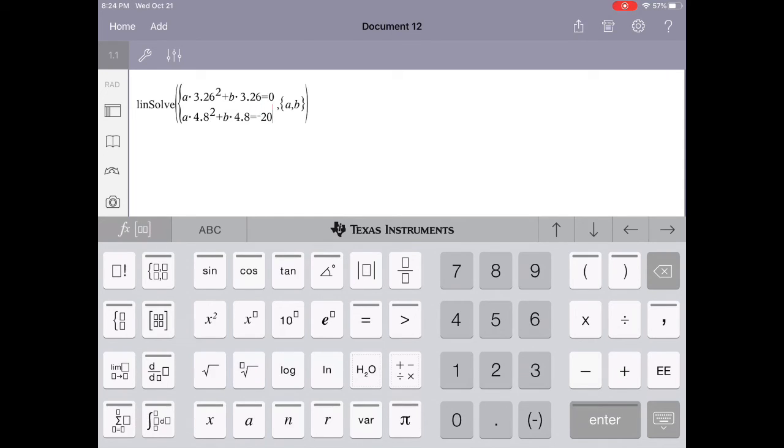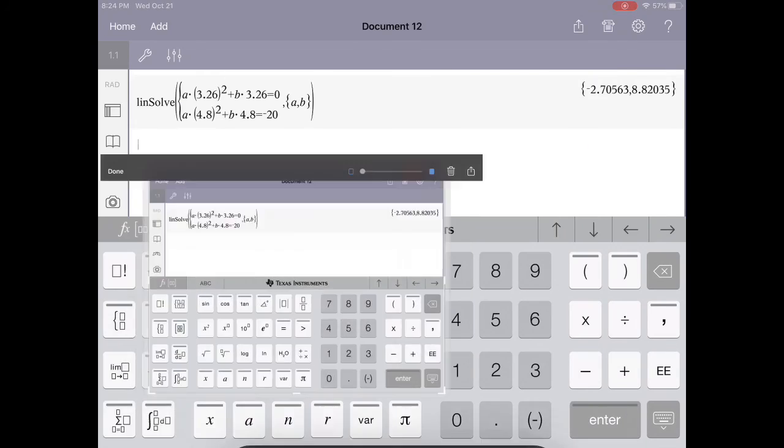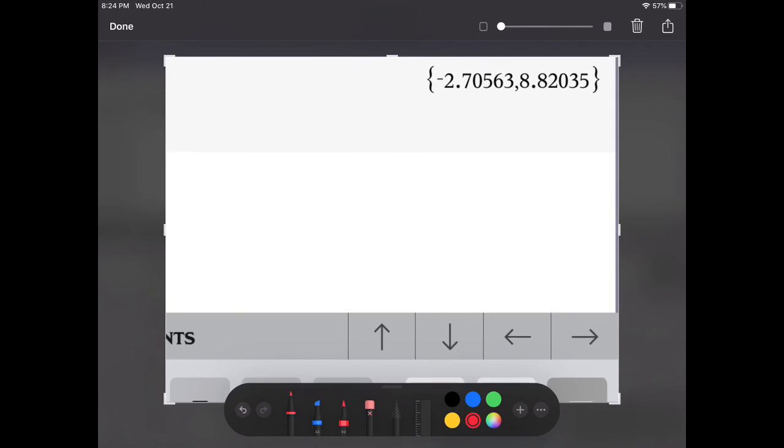I have two equations now and two unknowns, and both of my equations have equal signs in them. So now I can hit enter, and here are my answers. So looking right here, this is A and this guy is B. If your test is asking you to round to 3 sig figs, you would change this to negative 2.71, and B is 8.82.